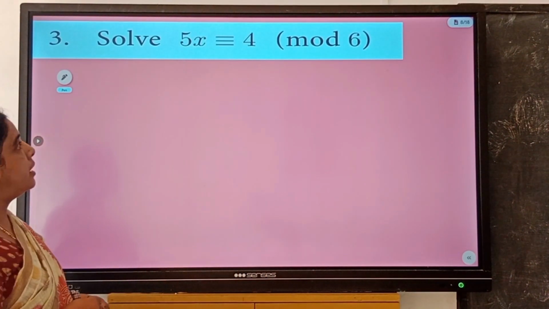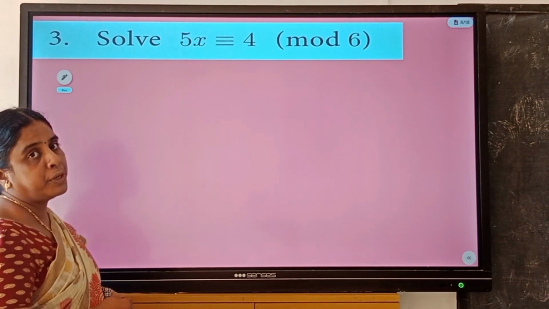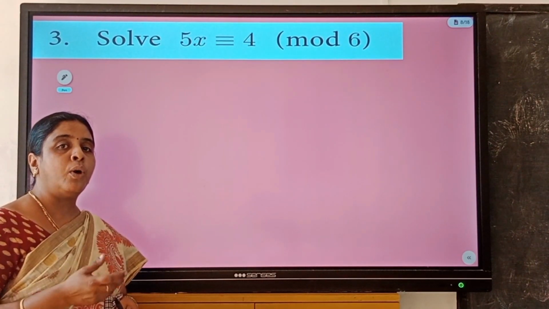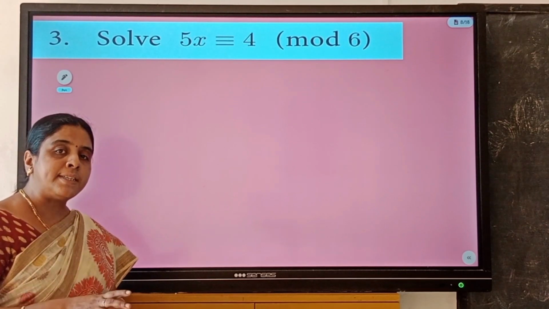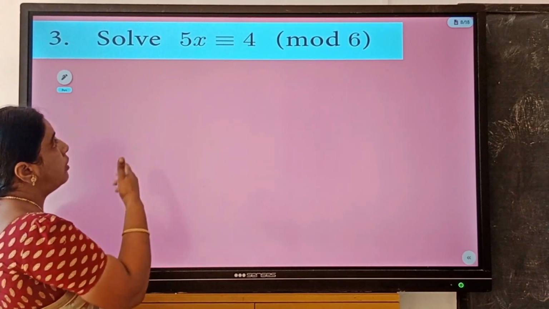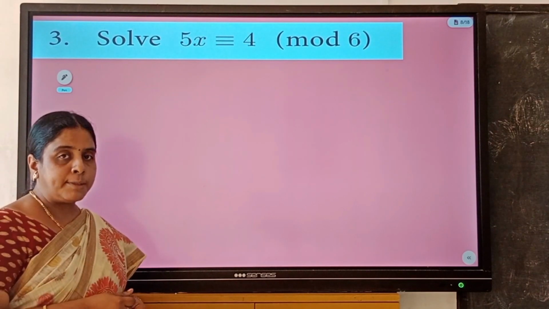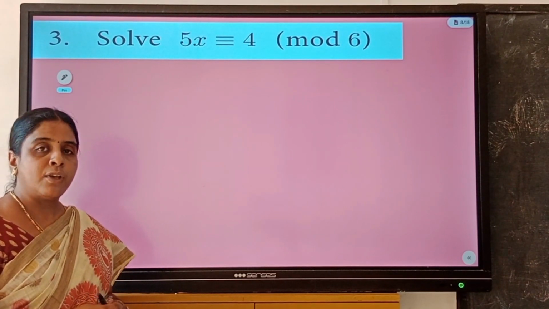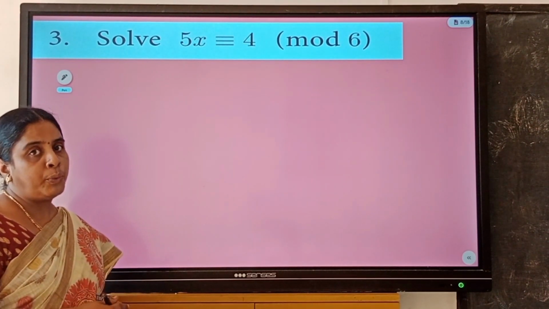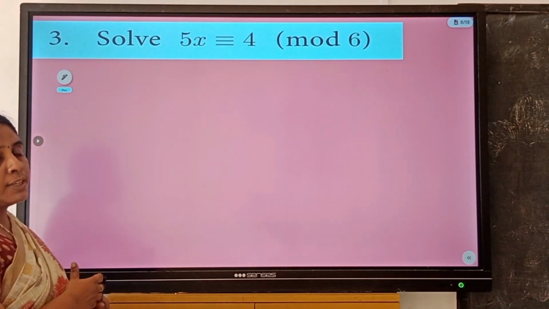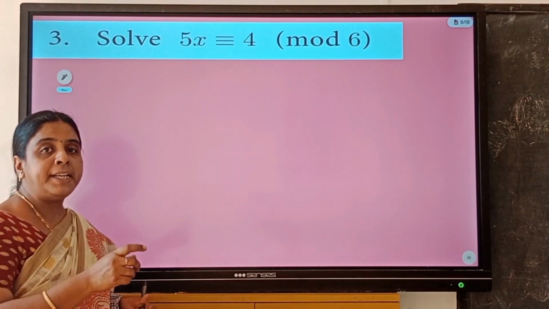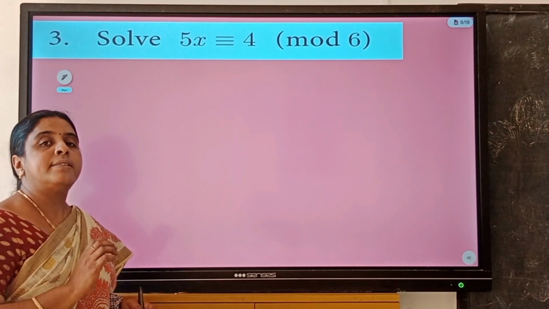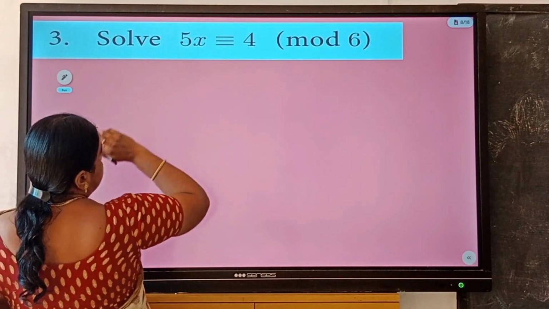The third sum, solve 5x is congruent to 4 mod 6. Now here in this sum they have asked to find the value of x, and that too not a specific value. When you find solve, usually we find only one specific value, but in congruence modulo we get many values when we solve the value for x or unknown variables. But in the previous first sum we had specifically mentioned least positive value. Here there is nothing mentioned like that, so it is given as solve. Now let us start solving it.